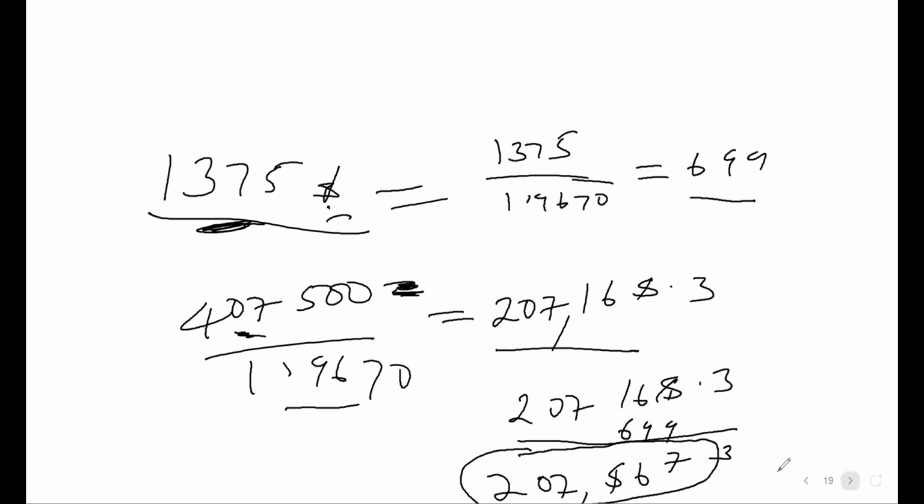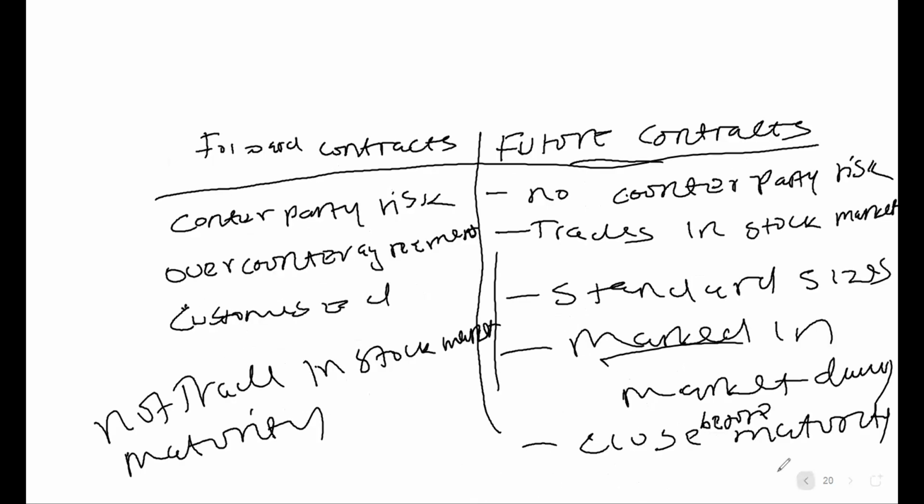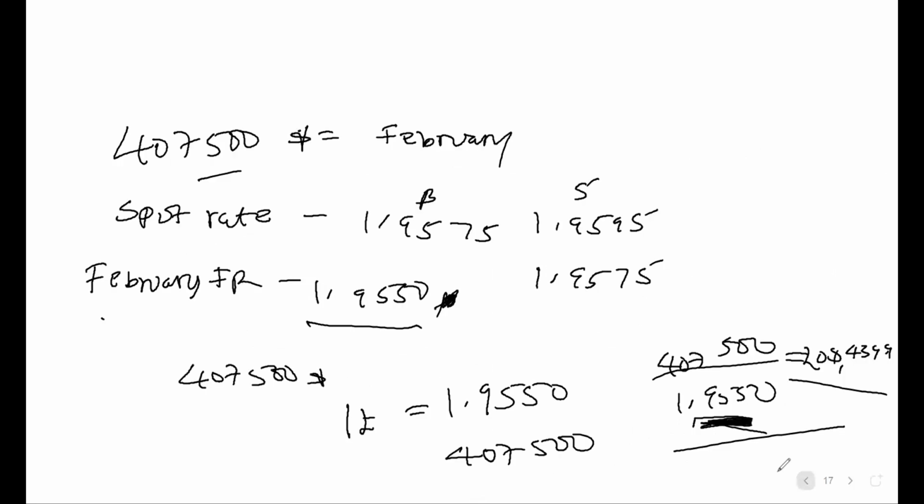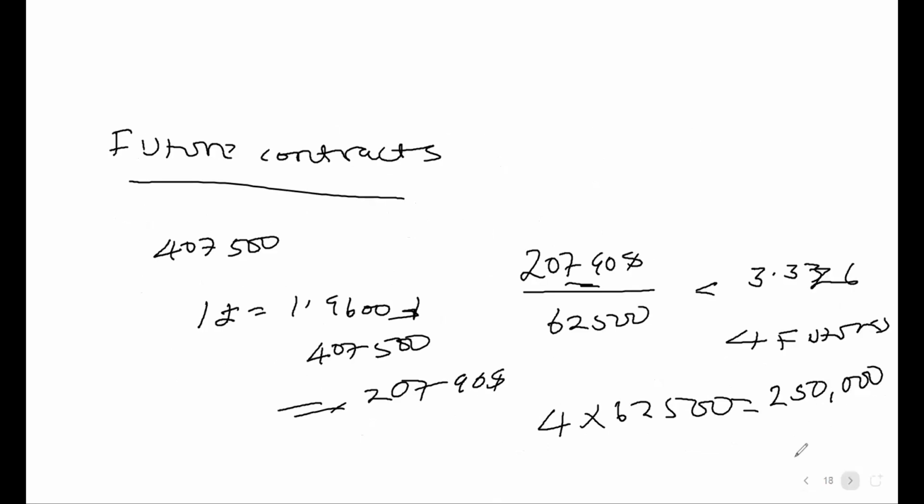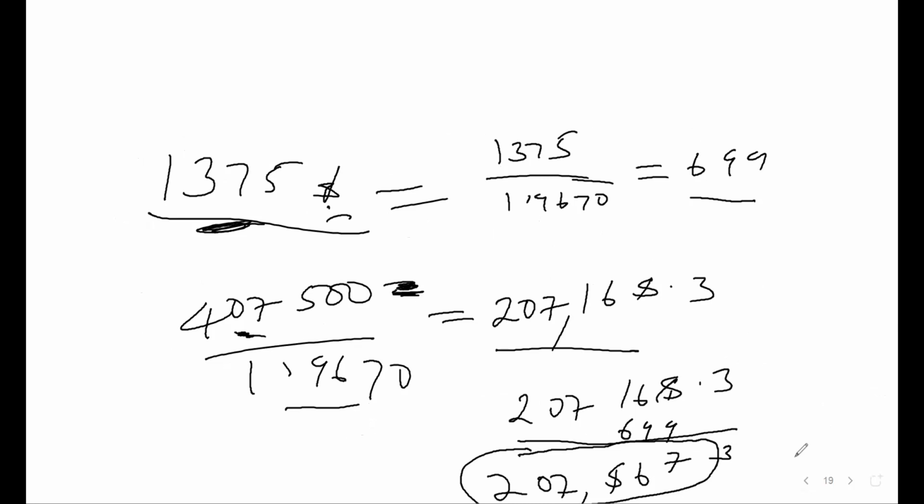Now, if we compare it with what we were getting from the money market hedging, money market hedging was giving us 208. So you compare the two, 208 and 207. You opt for forward contracts. Sorry, not money market hedging, forward contracts. So that's how you go about future contracts.